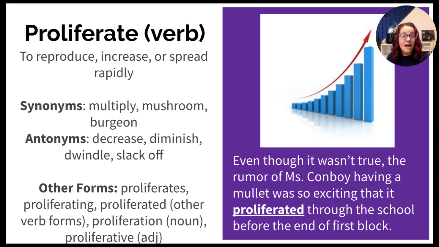So I have that picture there of the graph. Clearly, whatever is happening in that graph, it is increasing pretty rapidly. We see the arrow going upward. This can be something that is more figurative, maybe abstract, or it can be something that is literal, like bunny rabbits and hamsters often proliferate quickly if you're not careful about putting them in a cage together.